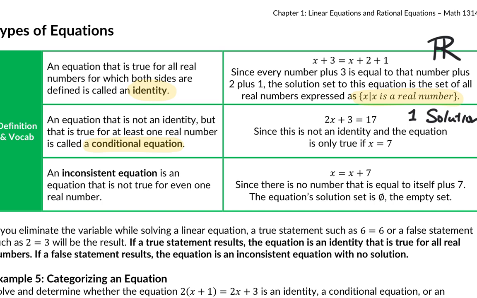The last one is what we just witnessed on the other page, called an inconsistent equation. An inconsistent equation is an equation that is not true for any number whatsoever. This is what you would have called no solution before today. Now we're going to use this symbol that's called the empty set.